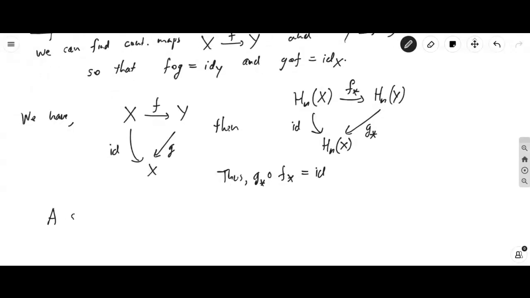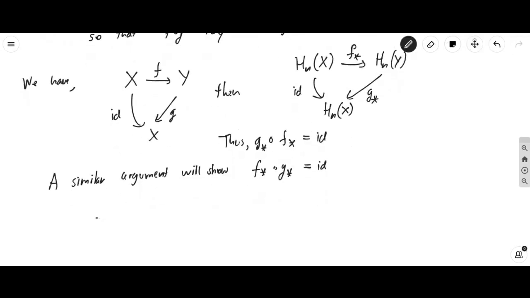A similar argument will show that if you do G star composed with F star, you would also get the identity. Now this is the identity on the other group, of course. This is the identity on the homology of X. That would be the identity on the homology of Y. But this is showing that these are inverses. So thus, we have two homomorphisms.